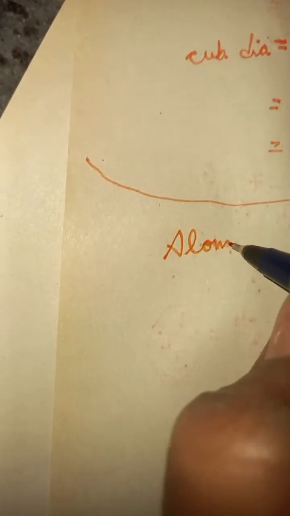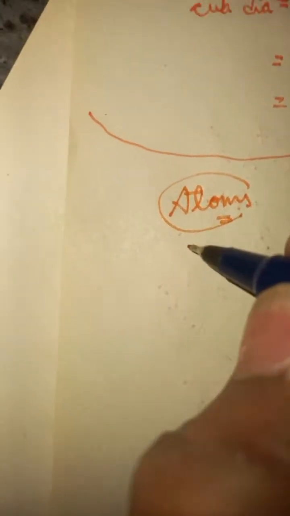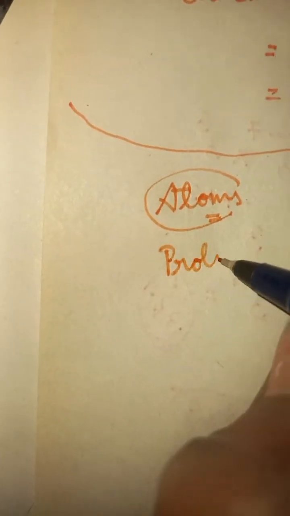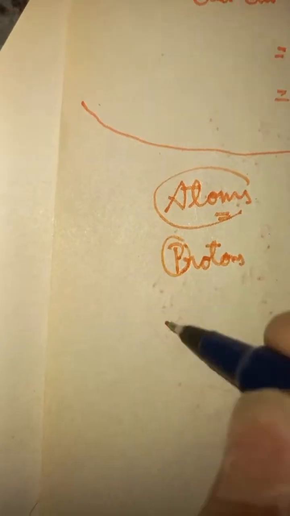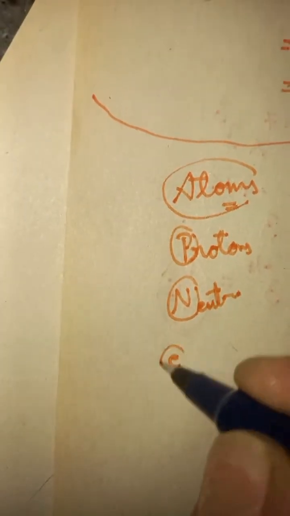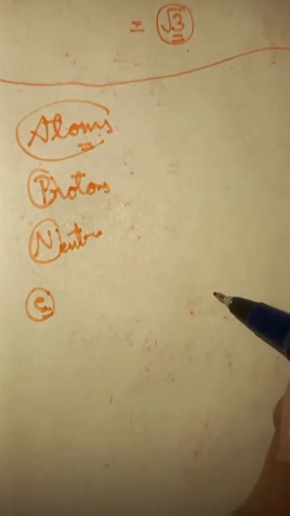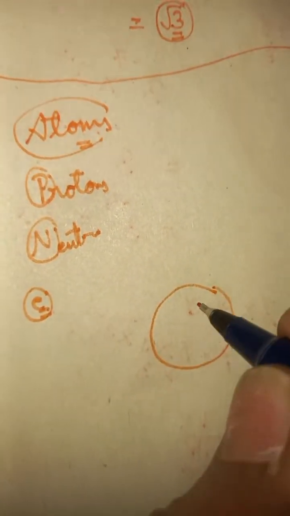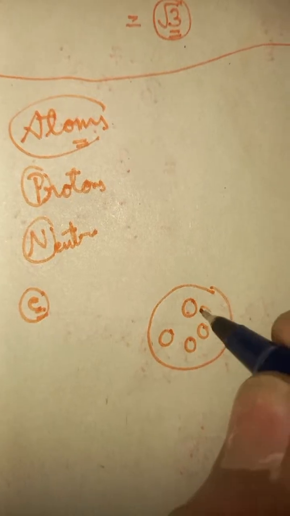Now I'm going to tell you how atoms are made. That is about different types of atoms and how they are made. All atoms are made of three particles: protons, neutrons, and electrons. In any atom, the inside of the atom is made up of protons and neutrons.